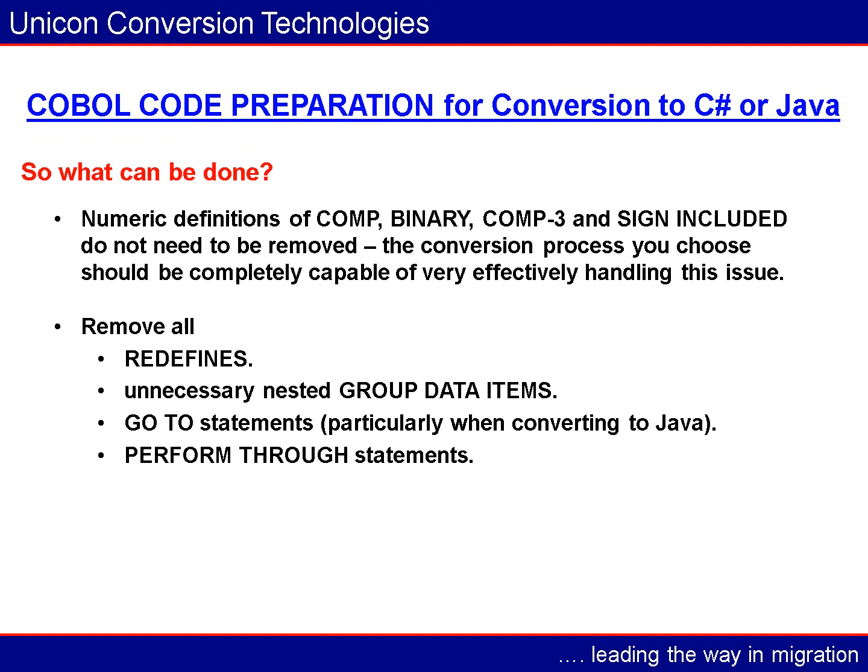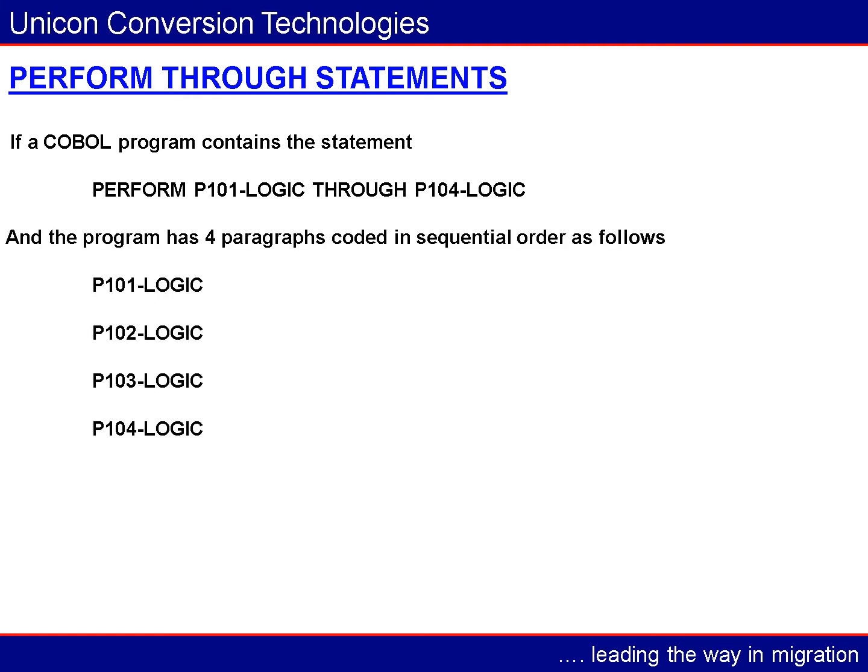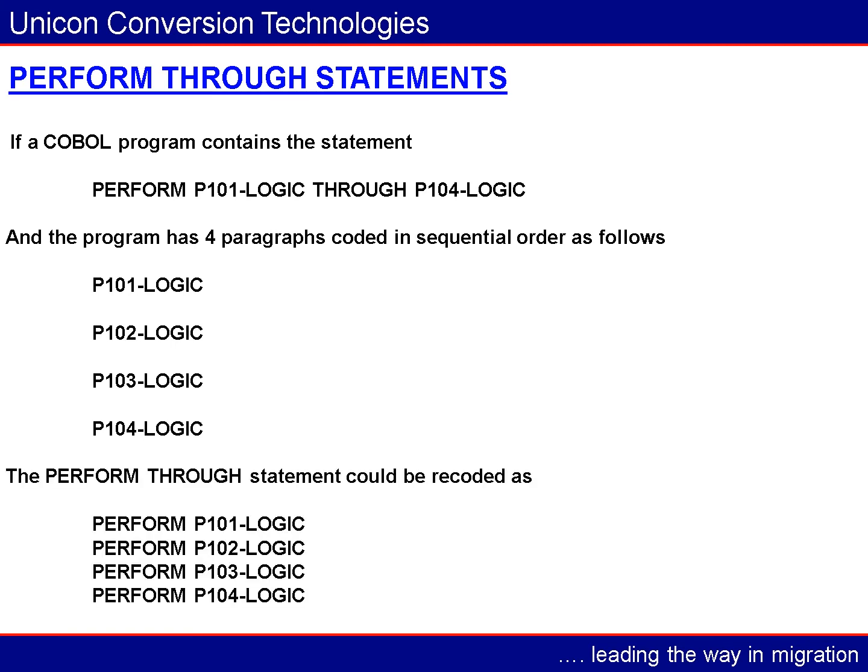The perform through statements should be removed. If a COBOL program contains the statement perform P101 logic through P104 logic, and the program has 4 paragraphs coded in sequential order as follows: P101 logic, P102 logic, P103 logic, P104 logic, then the perform through statement could be recoded as perform P101 logic, perform P102 logic, perform P103 logic, perform P104 logic.